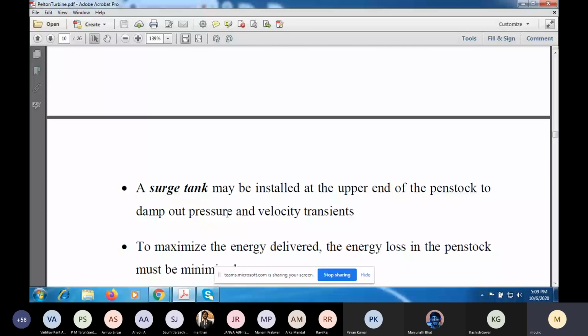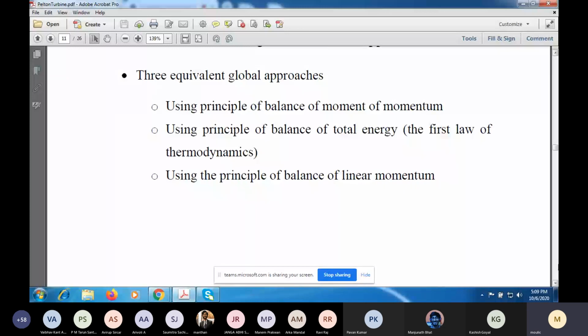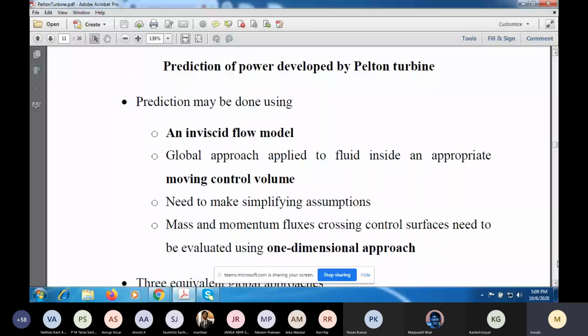Now, as I've said before, we want to predict the power developed, and in this class we'll use a simple model which assumes the flow to be inviscid.